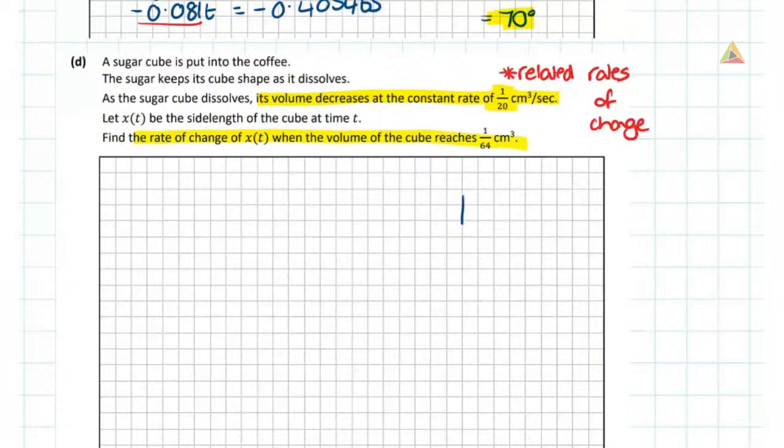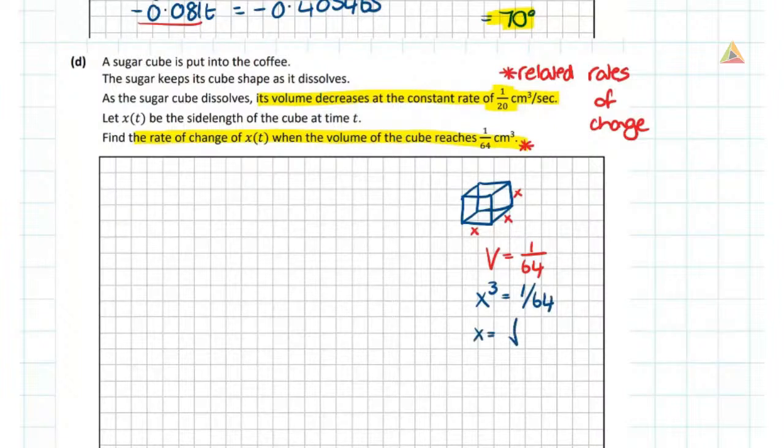So I'm just going to draw myself a very rough diagram. I have a sugar cube, something like that, and we're calling the length of the side X. And they're telling us to use this piece of information here, we want to find the rate of change, so I'll come back to that in a second, when the volume is 1/64. So we know that the volume of a cube is just length by width by height. In this case, that's x by x by x, or x cubed. That's going to be 1/64.